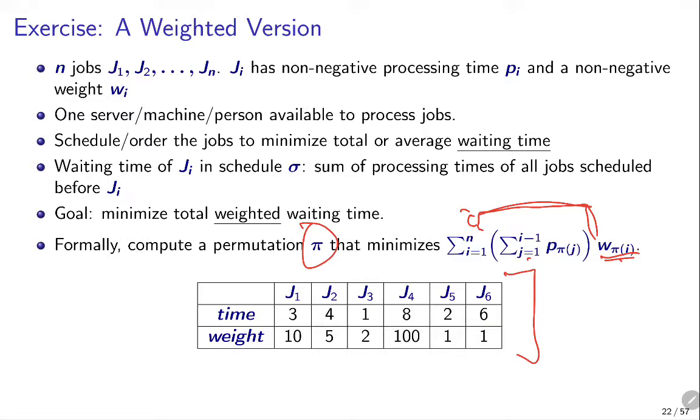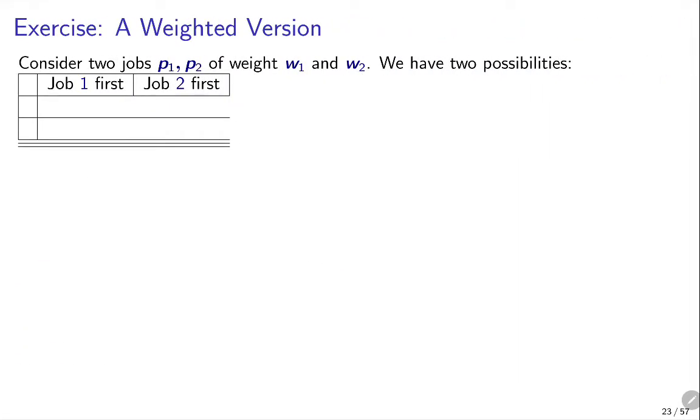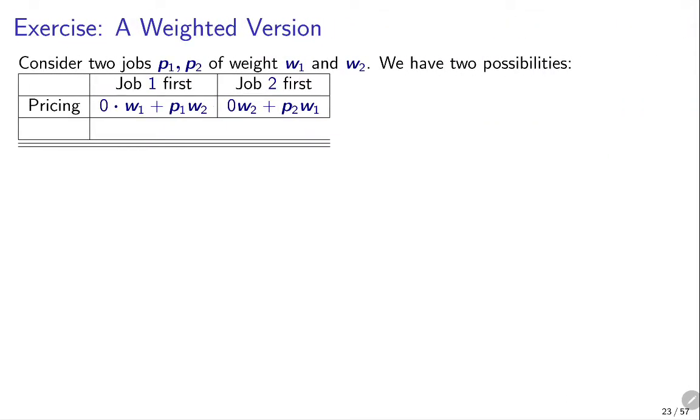When I looked at the slide preparing to record this section, I didn't remember how to do it. So the right thing to do when you don't know how to do something is to look at an example. The simplest possible example is two jobs. The first job has processing time P1 and weight W1. The second job has processing time P2 and weight W2. Now there are two possible orderings: either the first job is first or the second job is first, right?